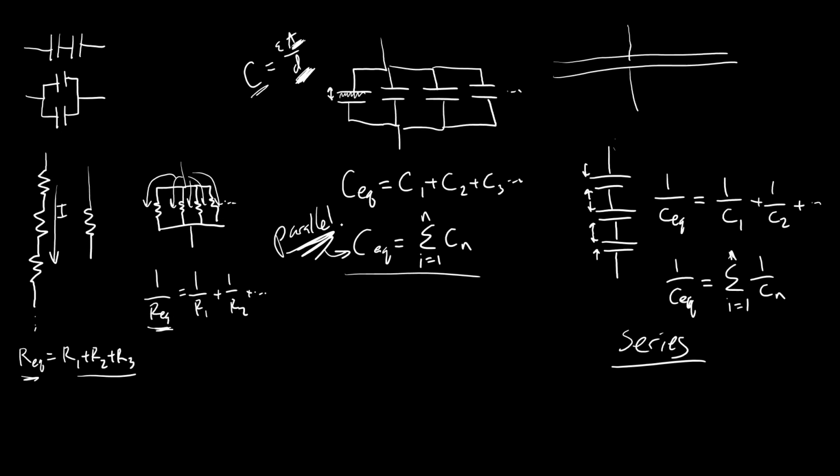If you're just recalling these equations from memory and you are more used to working with resistors, it's easy to slip up and forget that it's switched for capacitors. So resistors add in series and add inversely in parallel, while capacitors add in parallel and add inversely in series.